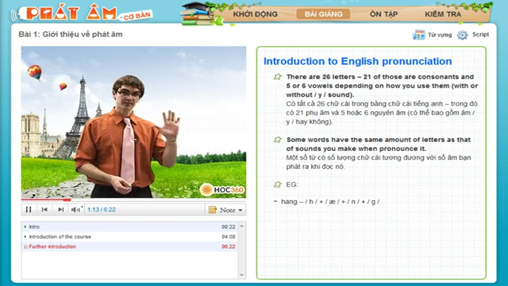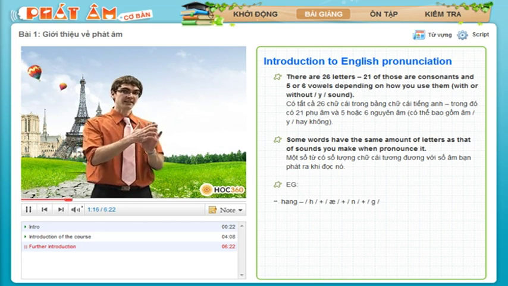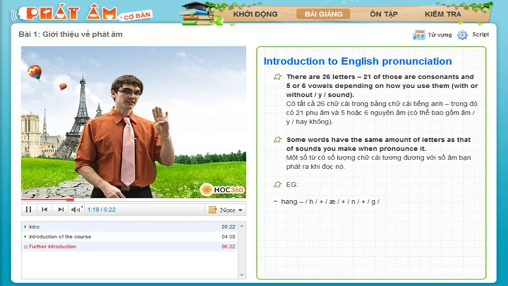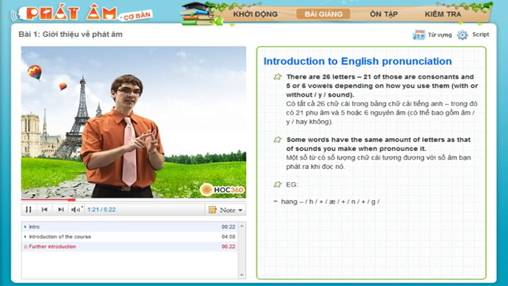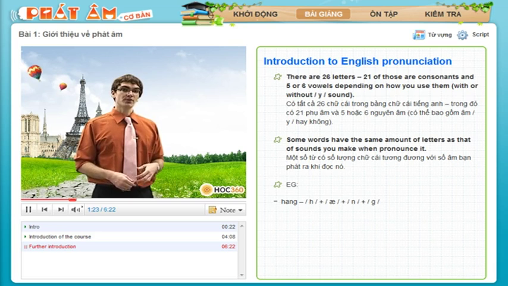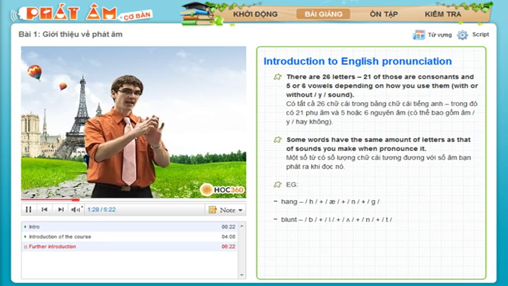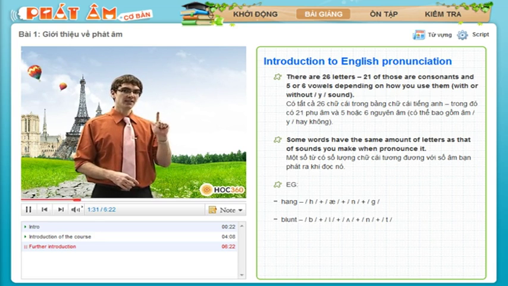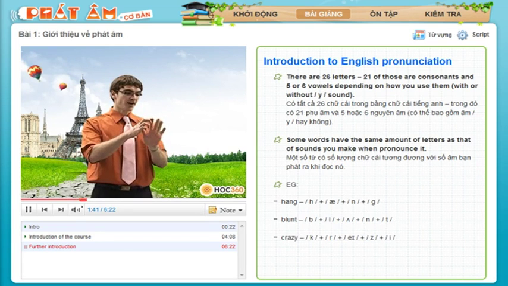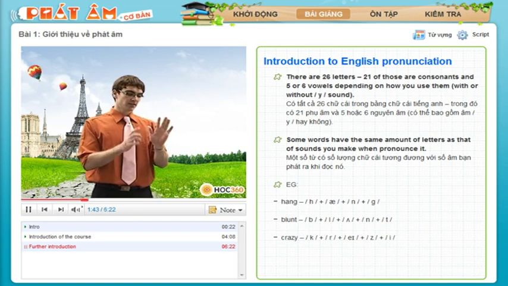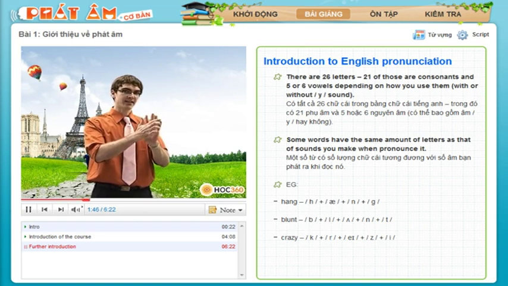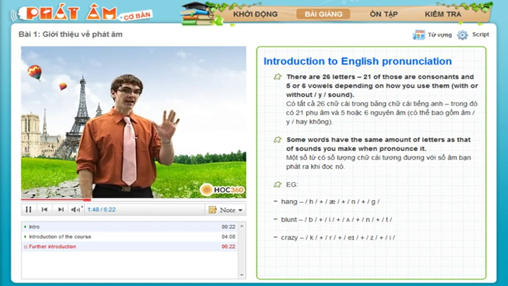So in the word hand, H-A-N-D, 4 letters, and it's got 4 sounds. Or try the word blunt, B-L-U-N-T, 5 letters, 5 sounds. One more, crazy, C-R-A-Z-Y, 5 letters, 5 sounds.